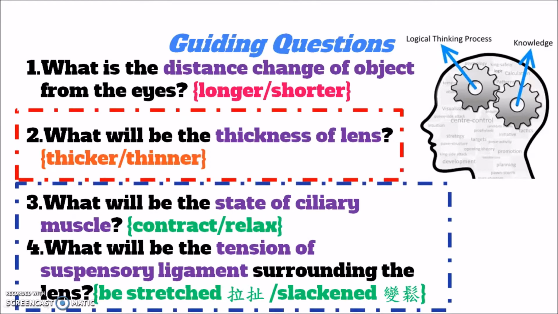After we identify whether a more convex lens or a less convex lens is required, we need to think about how the ciliary body has to change the shape of the lens. Meanwhile, the contraction or the relaxation of the ciliary body will change the tension of the suspensory ligaments. The inelastic suspensory ligaments are either stretched or become slackened. Finally, it will change the lens thickness.